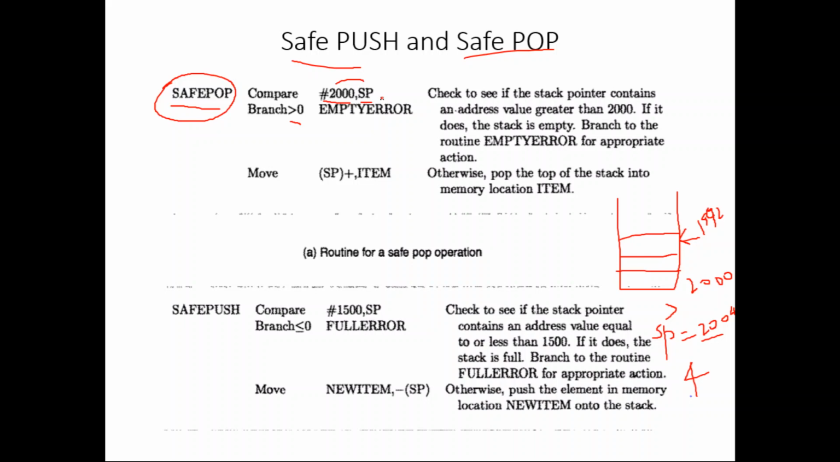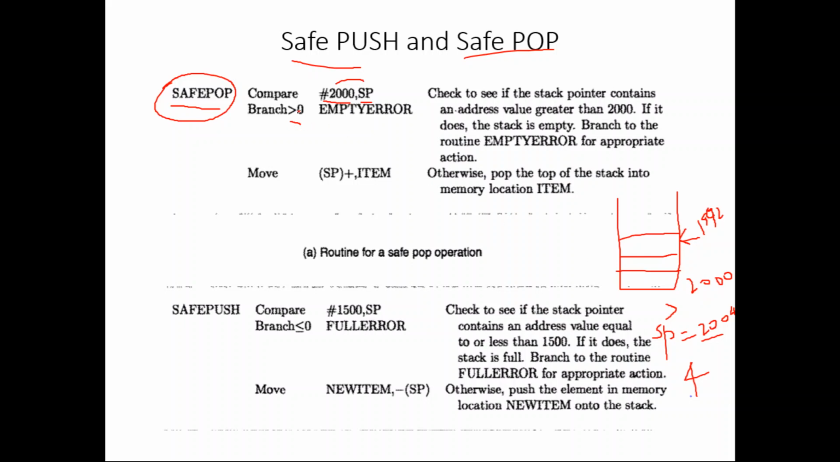It will perform 1992 minus 2000, that will be minus 8. Okay, but in the other case it will perform 2004 minus 2000, which is 4.